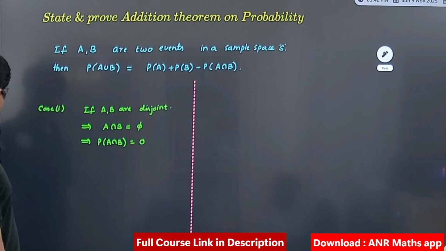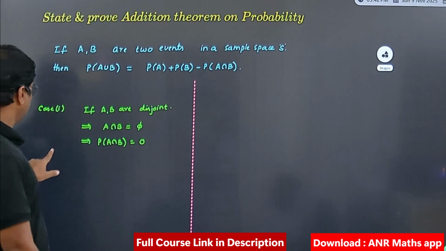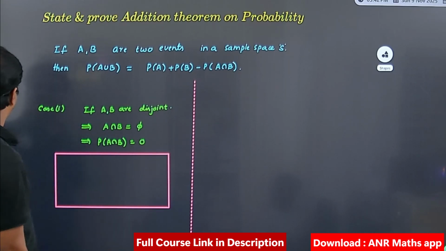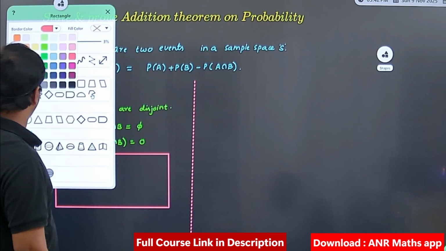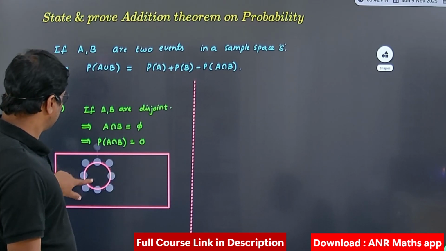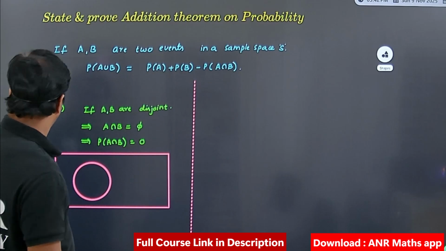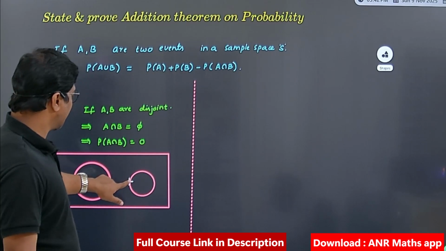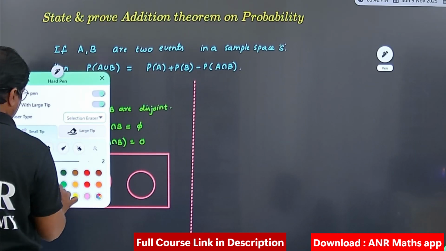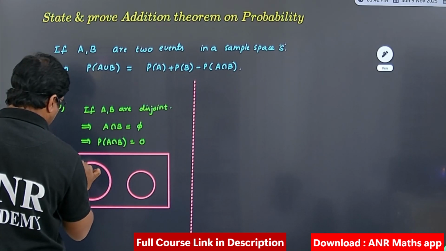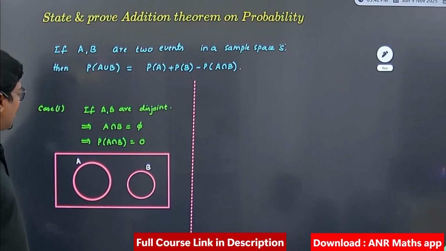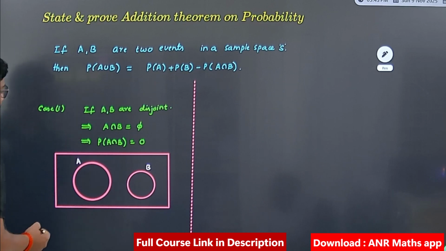And the diagram in this case: suppose that this is sample space S, in which you have to select two events and the events must be disjoint. Suppose this is first one. Next, suppose this is second one. Assume that this is A, event A and event B. Clearly there is no common part of A and B, so that they are disjoint.